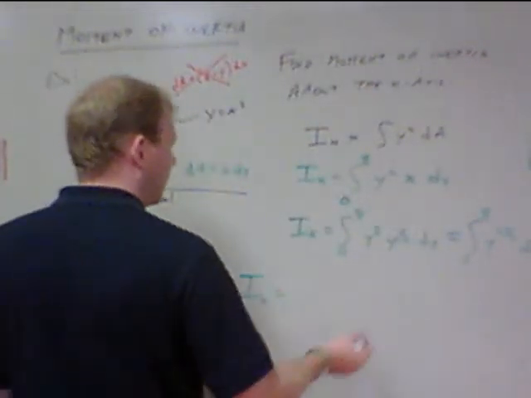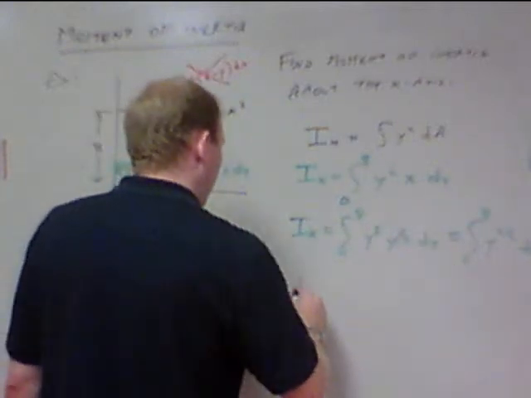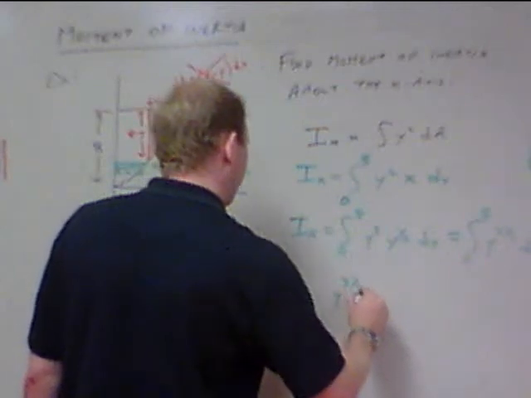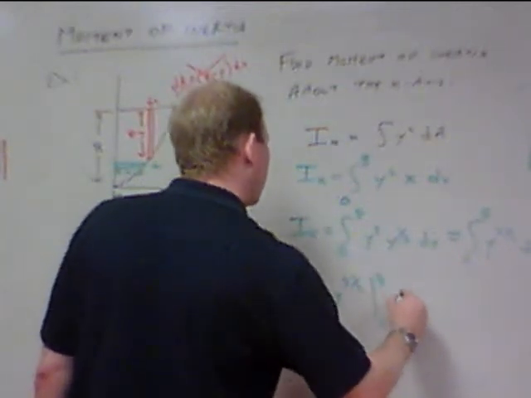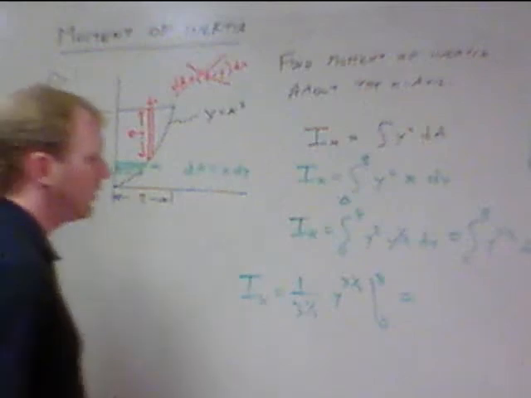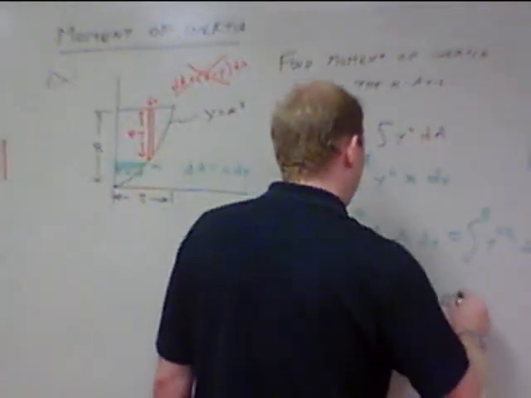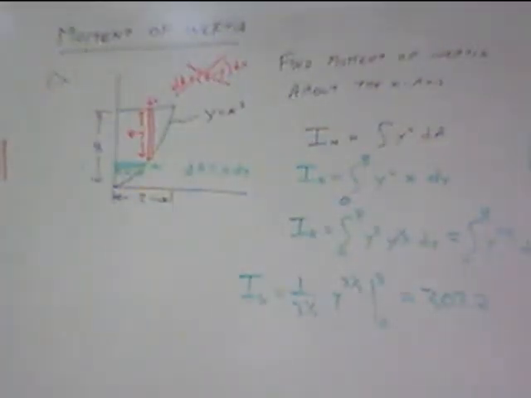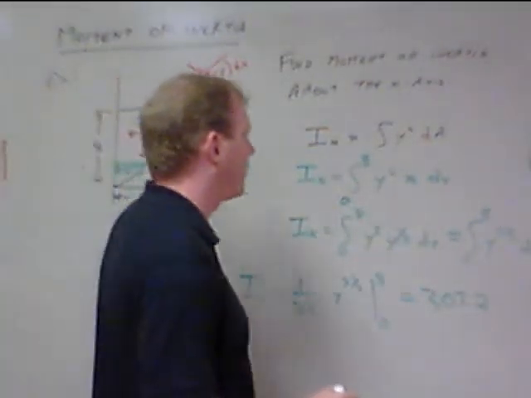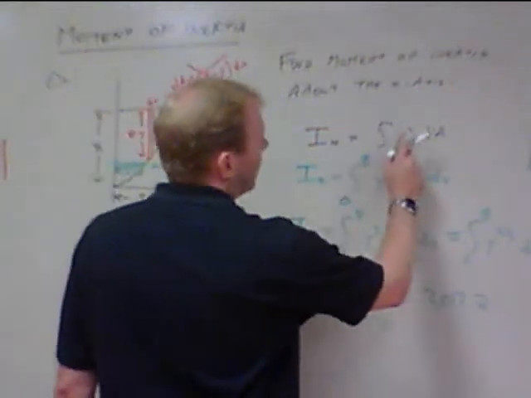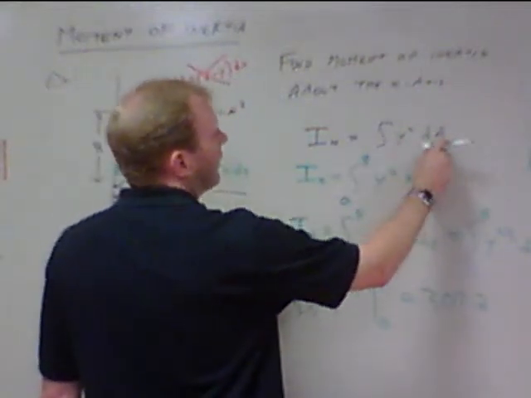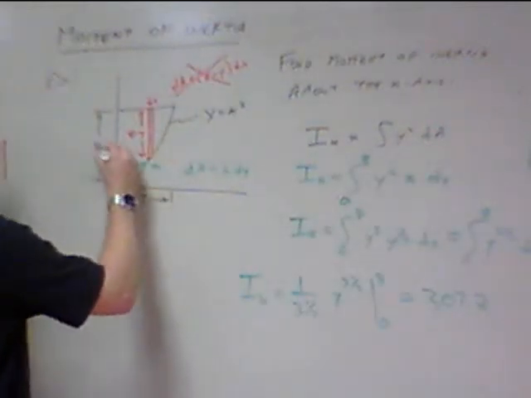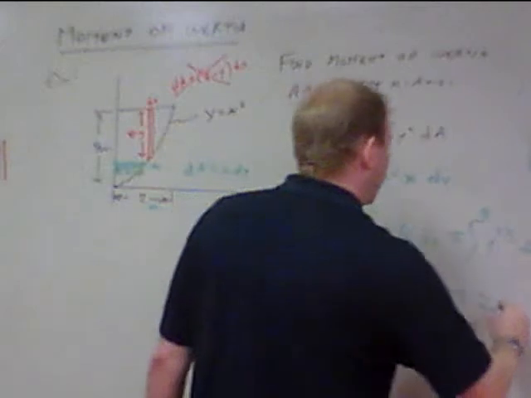Integrate that. Ix equals 1 over 3 1/3 times y raised to the 3 1/3, evaluated from 0 to 8. Do that out, you end up with an answer of 307.2, I believe. 307.2, and the units here, again, y squared times area: meters, meters, meters squared. I didn't label these, we'll call them meters for the sake of simplicity. This is meters to the 4th.